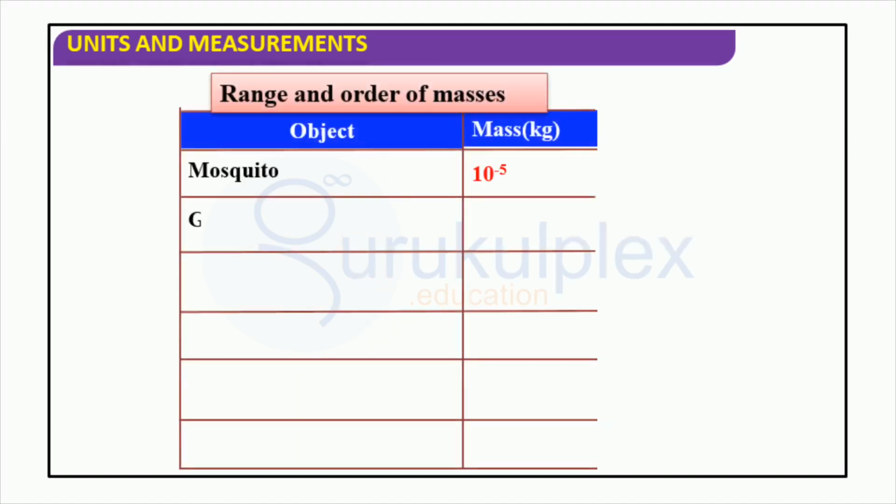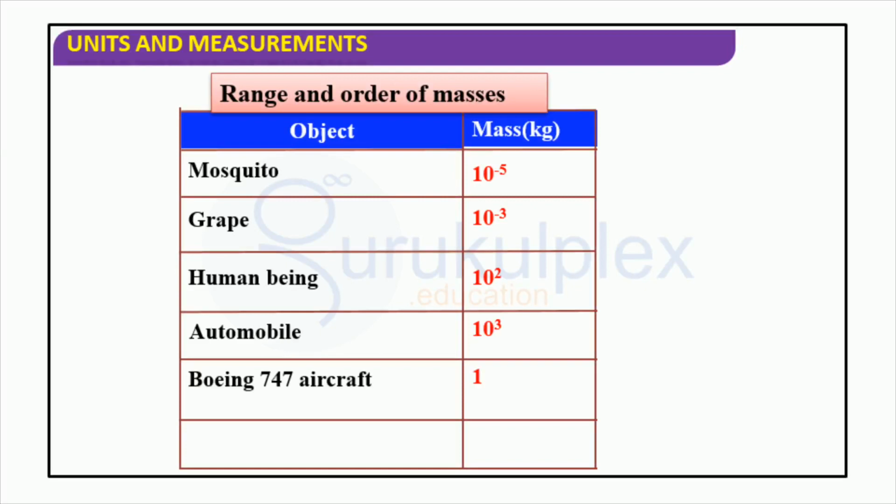When it comes to scientific measurements, the scale of objects can range greatly. A mosquito's mass is approximately 10 to the power of -5 kilograms, while a Boeing 747 aircraft is roughly 10 to the power of 8 kilograms. An understanding of the mass of an object must be considered when making measurements, as the range of masses can range from 10 to the power of -5 up to 10 to the power of 23.